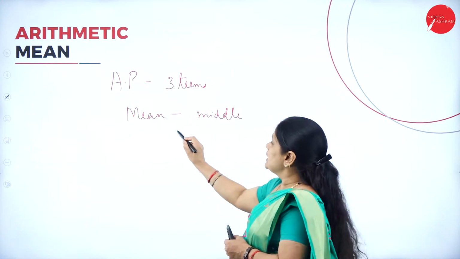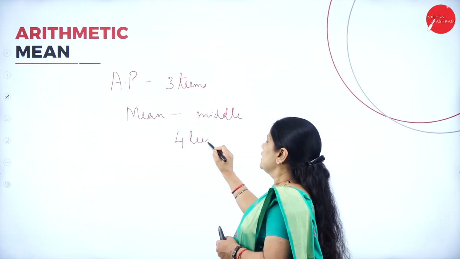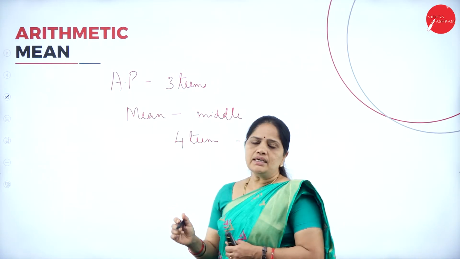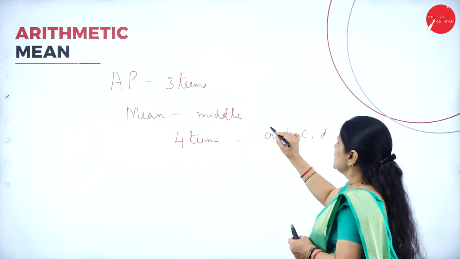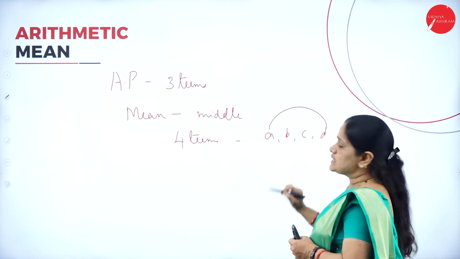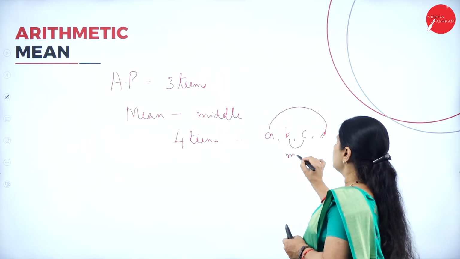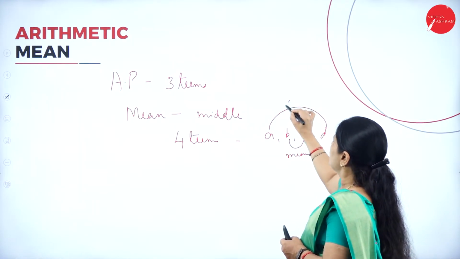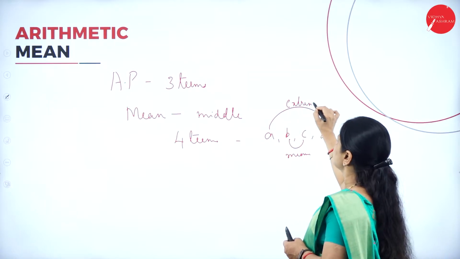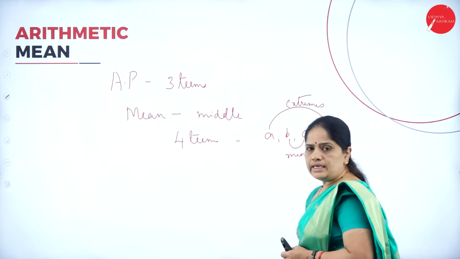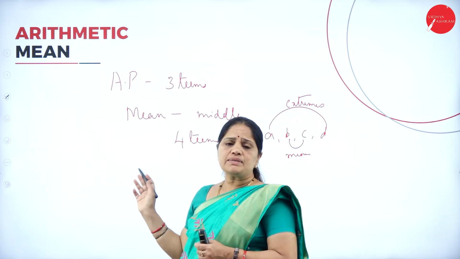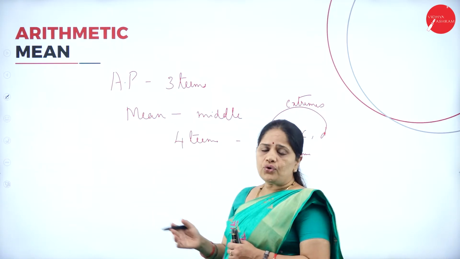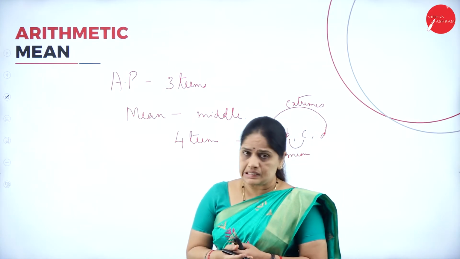Suppose there are 4 terms, A, B, C and D. So the first and last are called the extremes and the middle two are called the means. So if there are 3 terms, the middle term is considered as the mean. If there are 4 terms, the middle 2 terms can be considered as the mean.